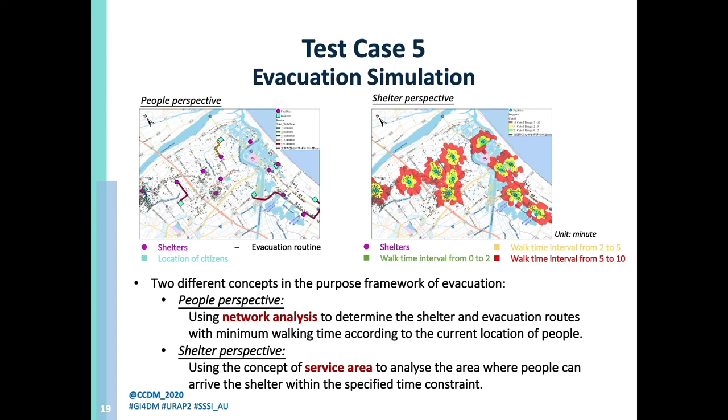There are two different concepts in the proposed framework of evacuation. One is the people concept, using network analysis to determine the shelter and evacuation routes with minimal walking times according to the current location of people. And the other concept is based on shelter, using the concept of service area to analyze.